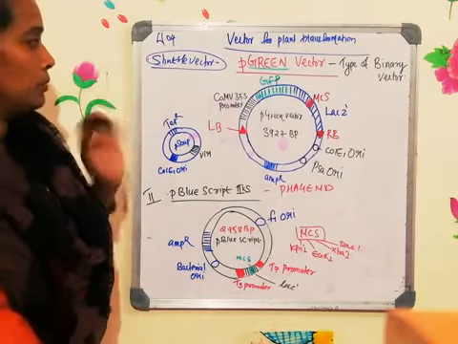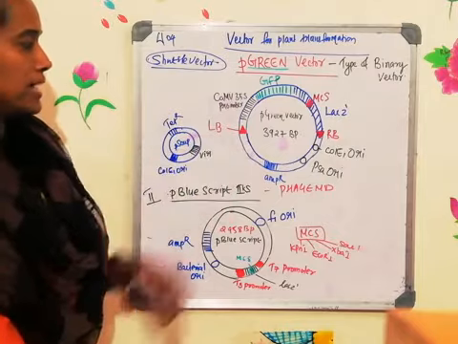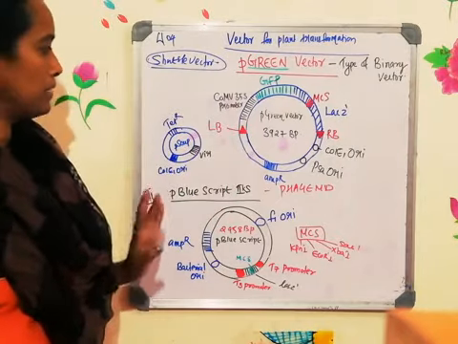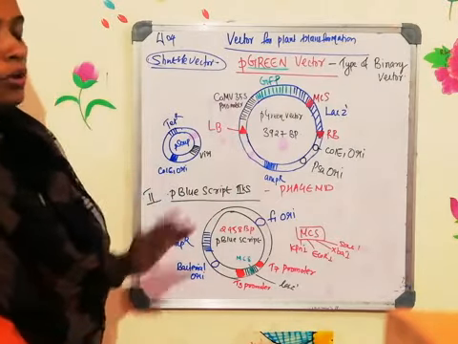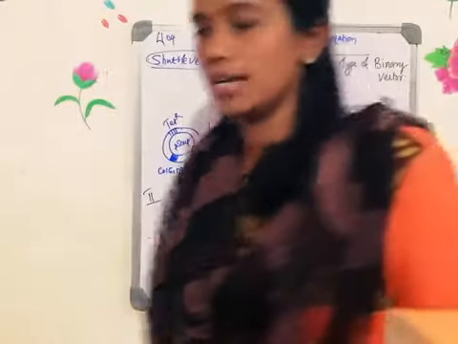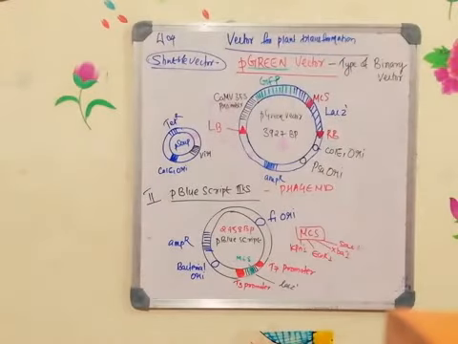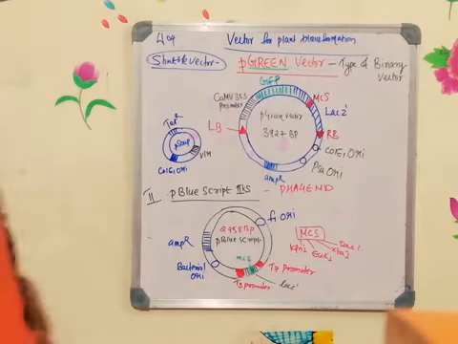Fine. So it's a type of binary vector, and what are the different sites in the binary vector? That is what we are going to see. Whenever we use a binary vector alone, it cannot do the gene transformation mechanism, because, in the case of BIN19 also, they don't have Vir genes. If the Vir gene is there, then only it can do the transformation. You know the function of the Vir gene.